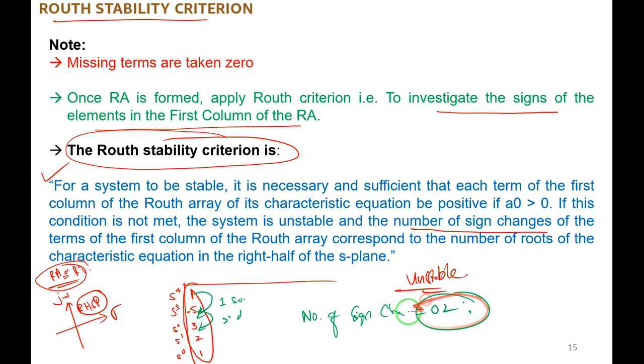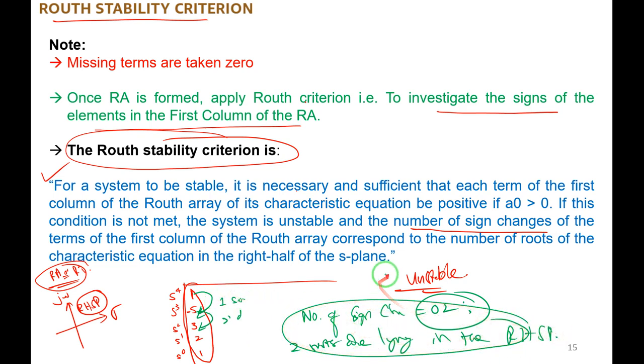This tells us that 2 roots are lying in the right half of the S-plane. The number of sign changes gives the number of roots lying in the right half of the S-plane, but I will not come to know the exact roots. If I want to calculate the exact roots, I have to solve the roots of the characteristic equation. I'll stop here. If any doubts, you can ask.